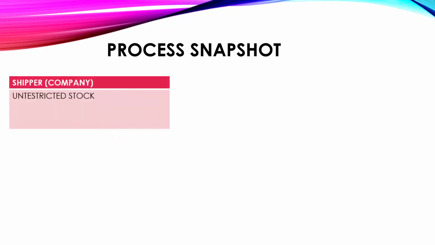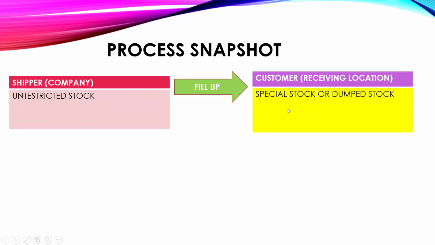Let's check what exactly it is. Basically, shipper means your company is holding the unrestricted stock here. If you observe, this stock I'm filling up at the customer location. For example, this is the CET company, and I'm filling the stock at Hyundai.